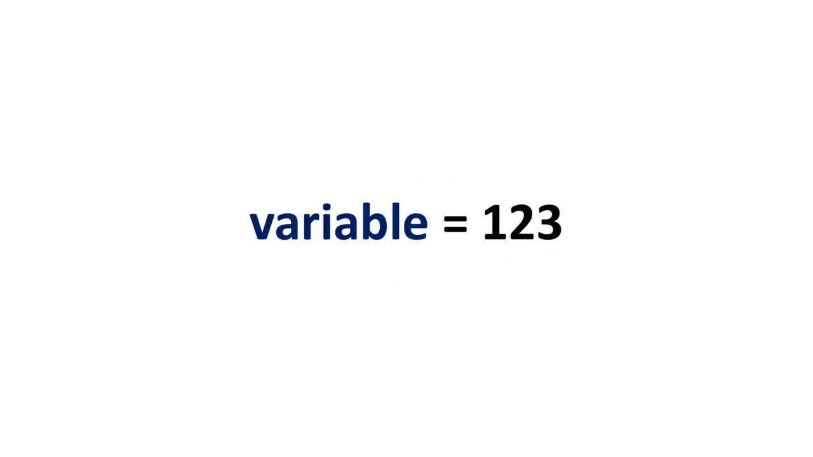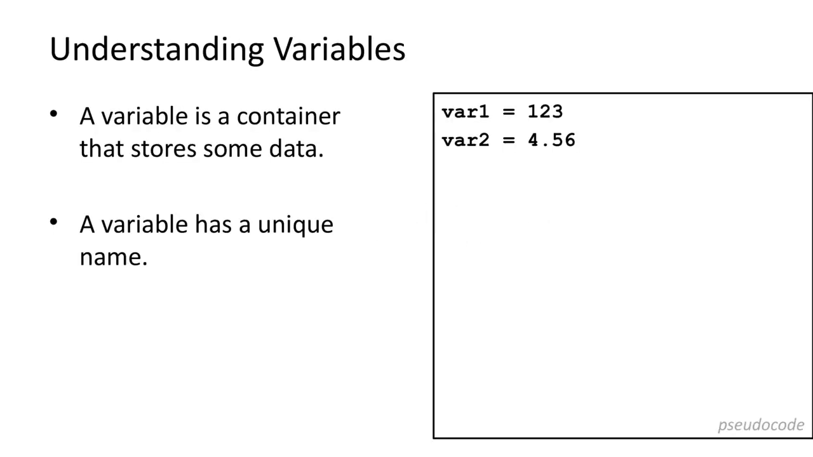In this video, we will get an understanding of how variables are used in coding. You can think of a variable as a container in memory that stores some data. Each variable has a unique name of your own choice. The variable name points to the specific address in memory where the data is stored.